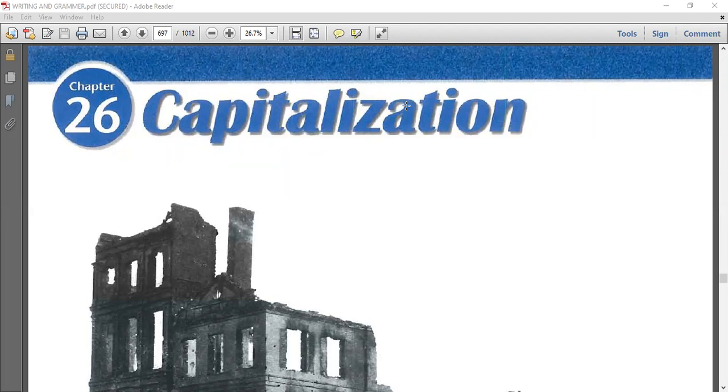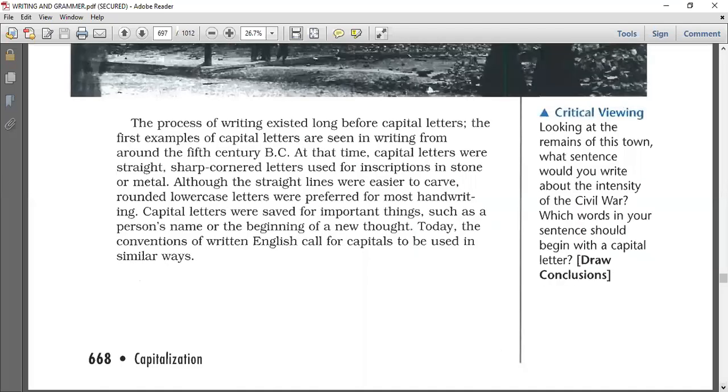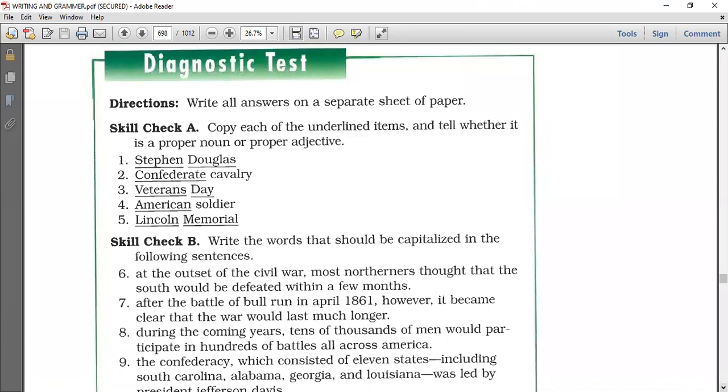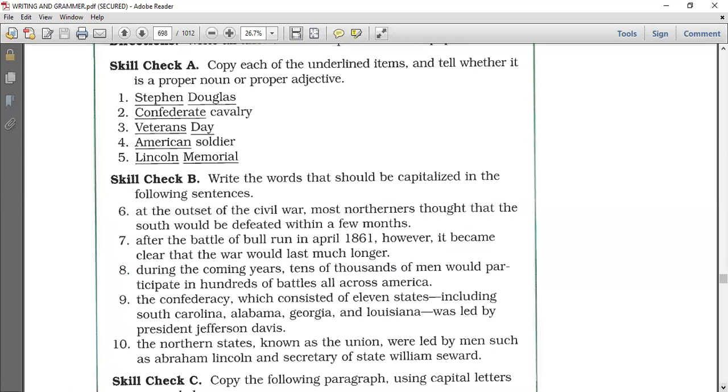26 is very easy. It's capitalization, and you know which letters or which words should start or begin with a capital letter. Okay, we have a checklist, as you know, as usual, at the beginning of every unit. Let's do it. The diagnostic test, checklist or skill check A. And I want you to be active, please, because I take your names and you get marks for this. Skill check A. If you are ready to answer, please put your hand up.